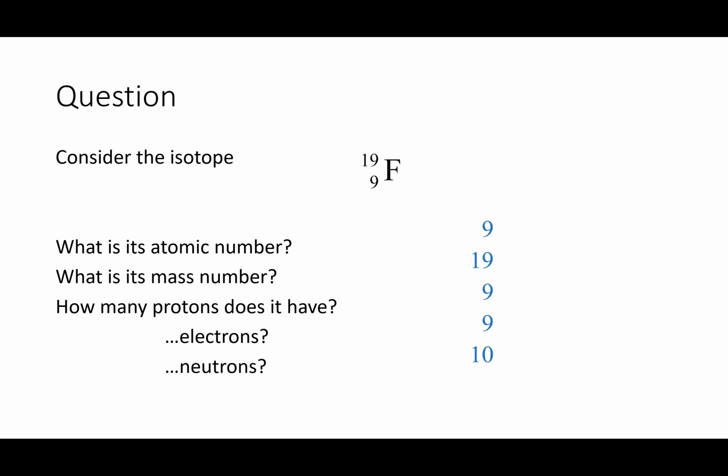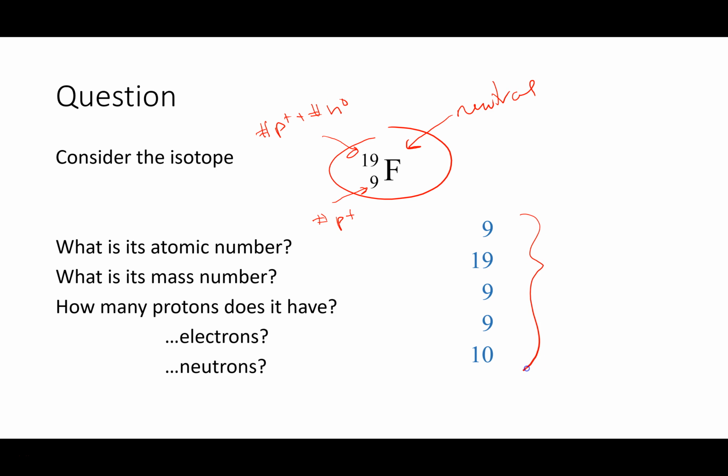So we did this example where, notice I know it's neutral because there's no charge up there. So this number right here is the atomic number. That's the number of protons. This guy right here is the mass number, so that's the number of protons plus the number of neutrons. Okay, so this is what we came up with. Be able to answer those questions.